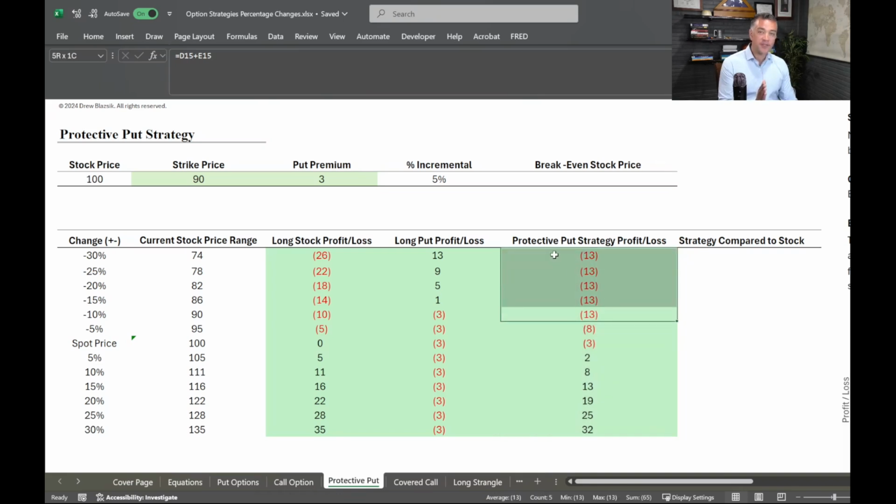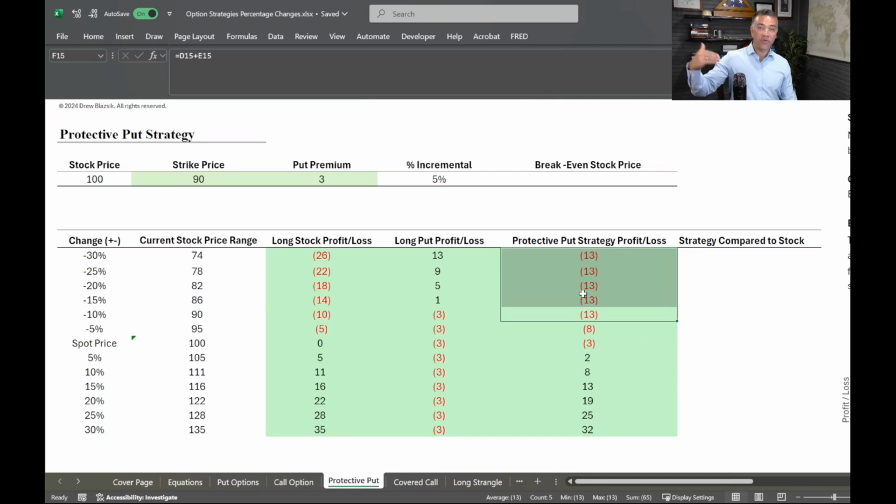And what I want to show you before I show you the graph is it caps our losses to $13, because if we purchase the stock at 100, right, that means if I lose 10, it goes down to 90. That means anything below 90, I'm losing $1 in the stock, but I'm making $1 on the put. For every dollar I lose on the stock below 90, I'm making $1 on the put.